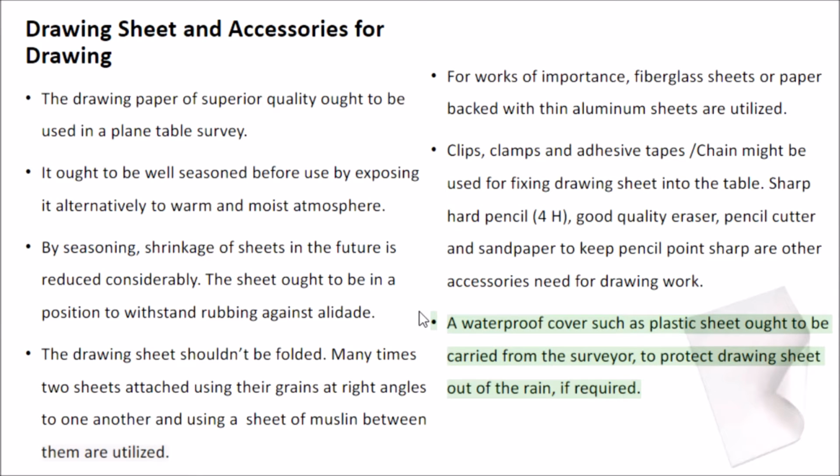Clips, clamps and adhesive tapes might be used for fixing the drawing sheet onto the table. A sharp hard pencil 4H, a good quality eraser, a pencil cutter and sandpaper to keep the pencil point sharp are other accessories needed for drawing work. A waterproof cover such as a plastic sheet ought to be carried by the surveyor, to protect the drawing sheet from the rain, if required.